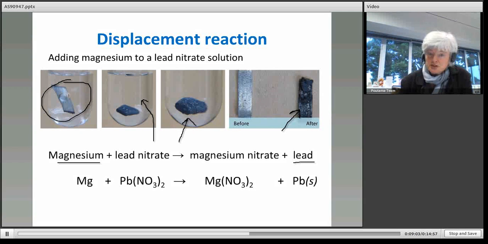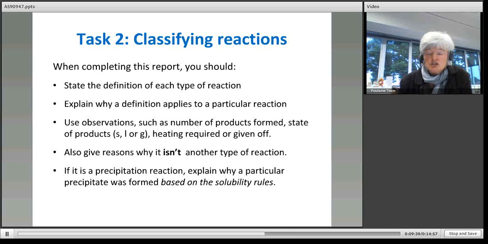So how is this different to the precipitation reaction we just looked at? Well, before we had two solutions we mixed to form a solid. Now we have a solid plus a solution (aq) to form a solution and another solid. Before it was a solution and a solution to form a solution and a solid. And again, we don't see much change in energy. If you were carrying out this reaction, sometimes you feel a bit of heat coming off, but you wouldn't see that from the photos. Carrying on, let's look at task 2.